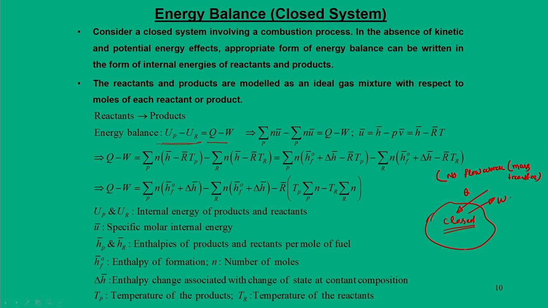In these closed systems the reaction is taking place, and we view the species as reactants and products. So Q minus W is the total energy of the products, that is N times U bar, the molar internal energy multiplied by the number of moles for the products, minus the same for the reactants. So there is a summation here. The system is at final temperature Tp, where Tp is the temperature of the products and Tr is the temperature of the reactants.